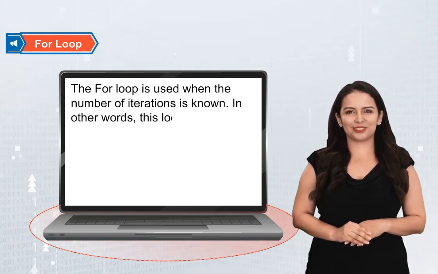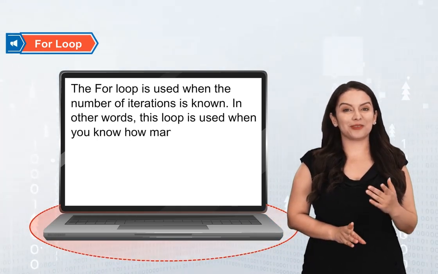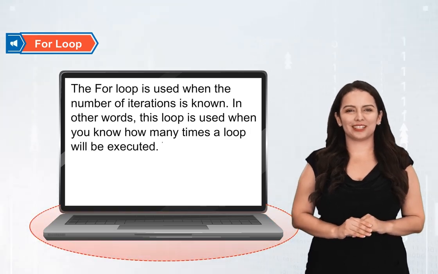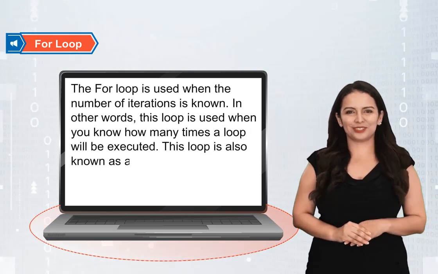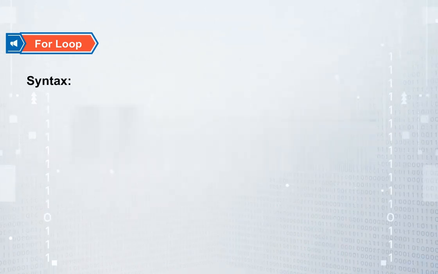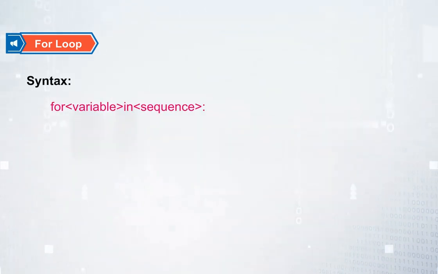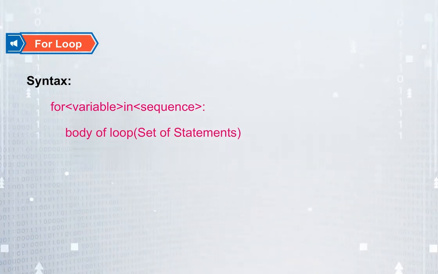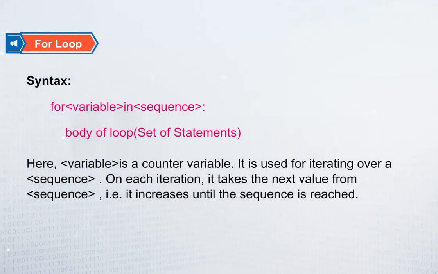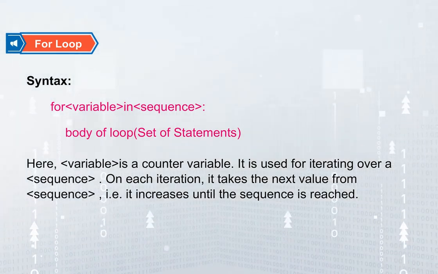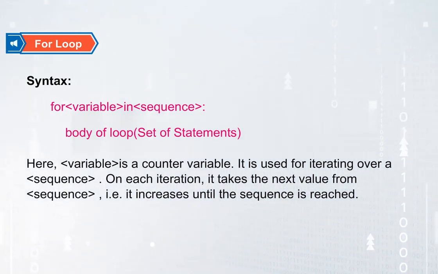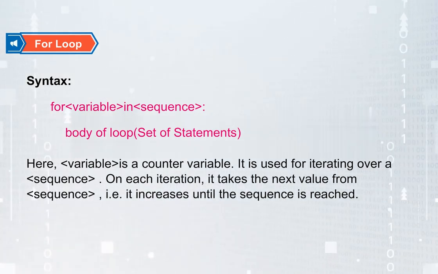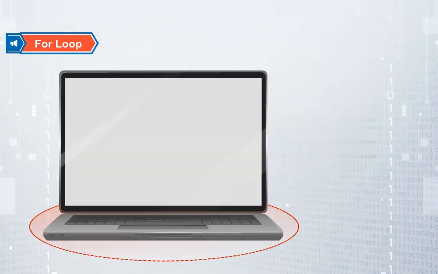For loop. The for loop is used when the number of iterations is known. In other words, this loop is used when you know how many times a loop will be executed. This loop is also known as a definite loop. Syntax: for variable in sequence, body of loop, set of statements. Here, variable is a counter variable. It is used for iterating over a sequence. On each iteration, it takes the next value from the sequence. That is, it increases until the end of the sequence is reached.